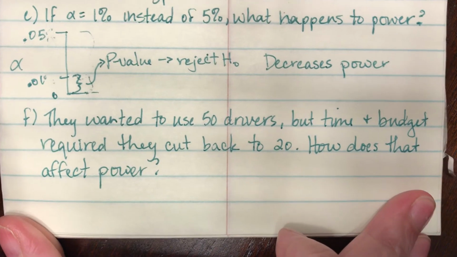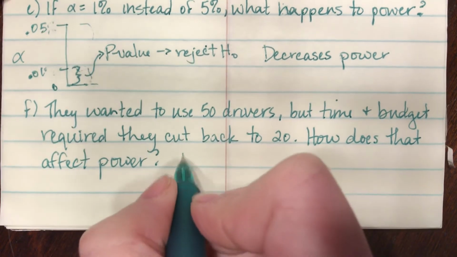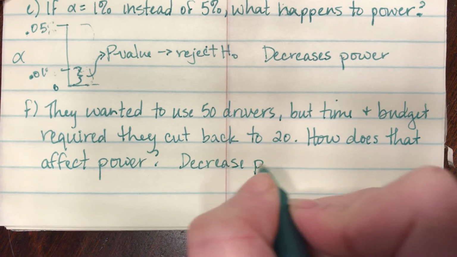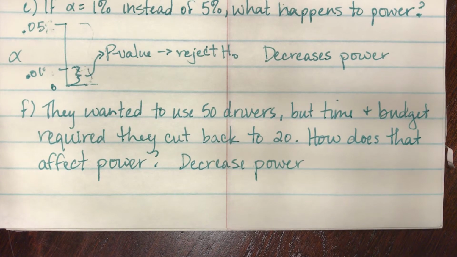And finally, if they wanted to use 50 drivers, but time and budget required they had to cut back to 20, how does that affect the power? That's also going to decrease the power. One of the things that we know, and this is one of the things we just kind of focused in on with power of a test, is that if we want to increase the power of a test, we increase alpha and we increase the sample size. If we increase the sample size in general, that's going to make our test more powerful.